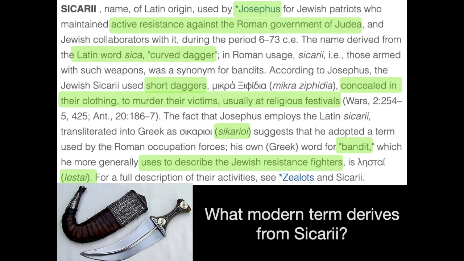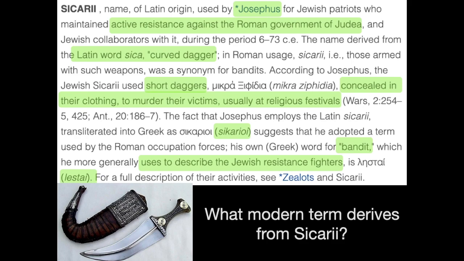So we see kind of ancient terrorism here because they were trying to disrupt this Roman government of Judea. Not only would they attack Romans, but they would attack Jewish people who they thought were being faithful to the Romans. And a little bit of etymology. So Josephus used the word Sicarii, or at least he used a Greek version of that form, suggesting that he was adopting a term that was already used by the Roman forces, because he typically would use a word lestai, which typically means bandit, but is often used to describe Jewish resistance fighters.